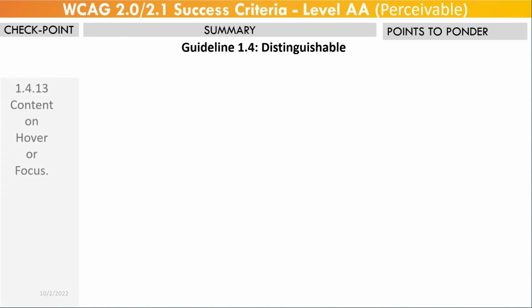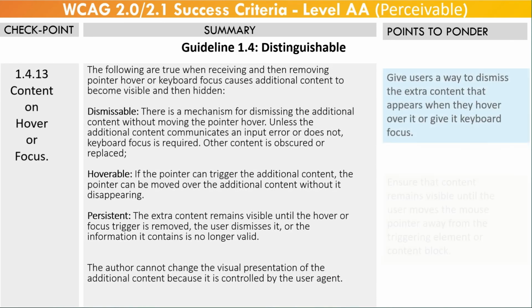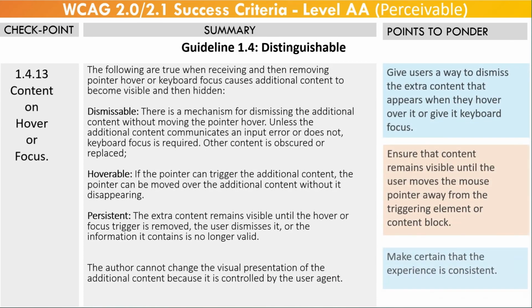1.4.13 Content on hover or focus. The following are true when receiving and then removing pointer hover or keyboard focus causes additional content to become visible and then hidden. Dismissible: there is a mechanism for dismissing the additional content without moving pointer hover or keyboard focus, unless the additional content communicates an input error or does not obscure or replace other content.